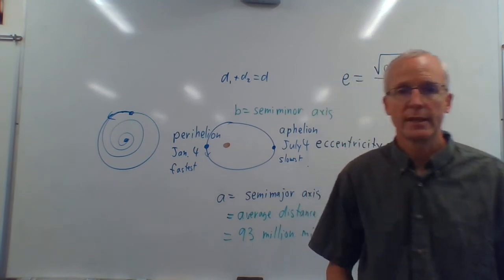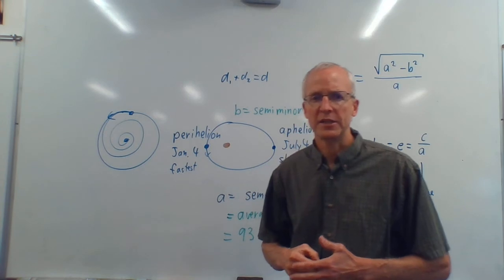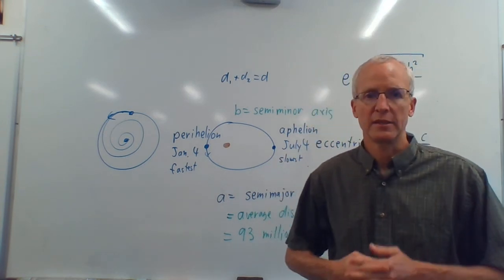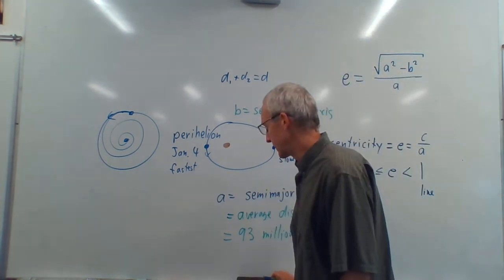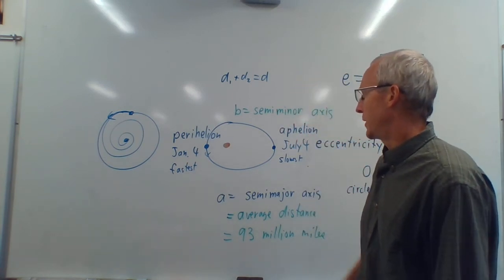And it makes a difference. When you watch the videos on Kepler's laws, they talk about that. He actually figured out a way to see how much faster we were going by observing the planets. Okay, so perihelion, we're closest.